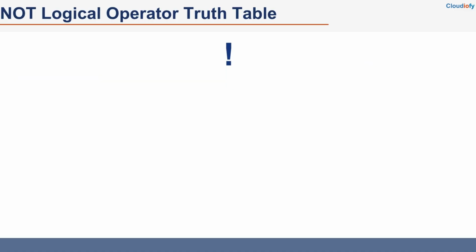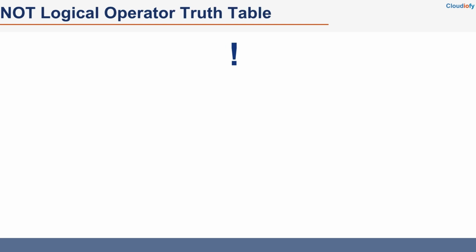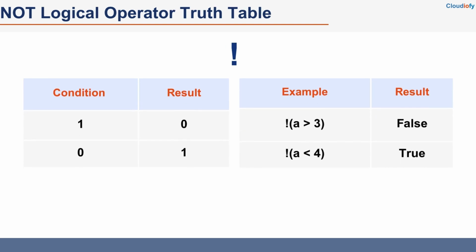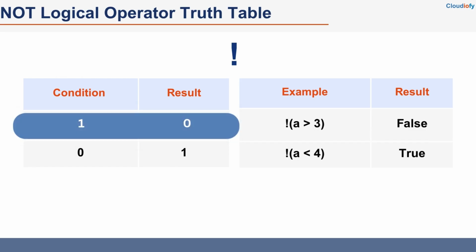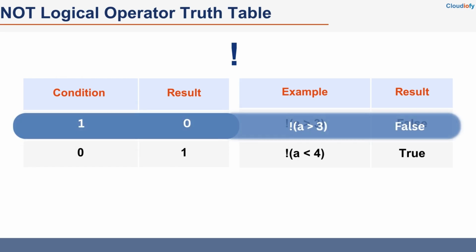Finally, let's talk about NOT. It's a little different. The NOT operator flips a value. If it's true, it becomes false. And if it's false, it becomes true. For example, let's say A is equal to 5. The condition A is greater than 3 is true because 5 is greater than 3. But when we apply the NOT operator, like !(A > 3), it flips the result to false.